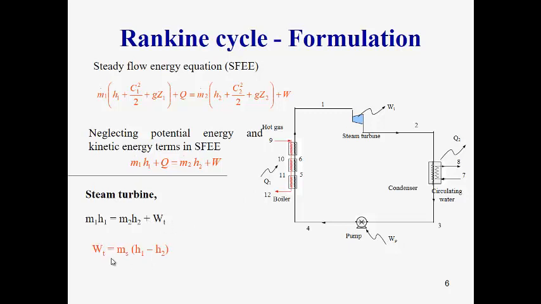So Wt can be calculated by the enthalpy difference: ms into h1 minus h2, where ms is the mass of steam.